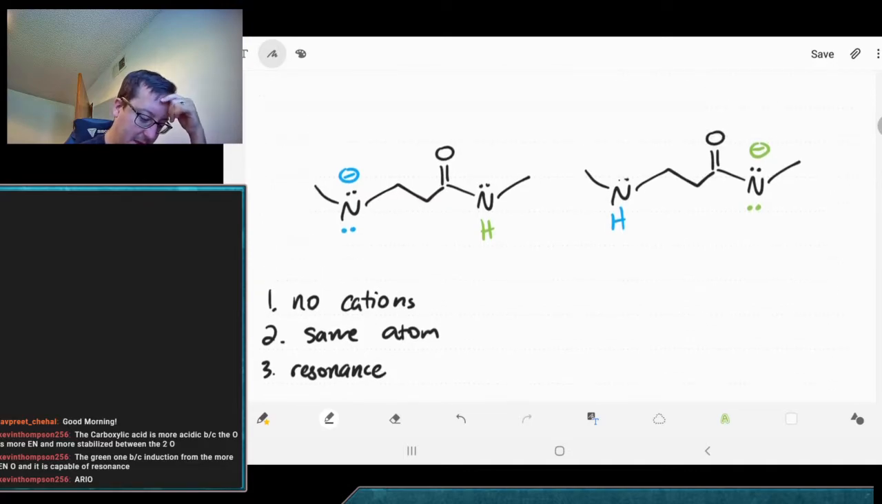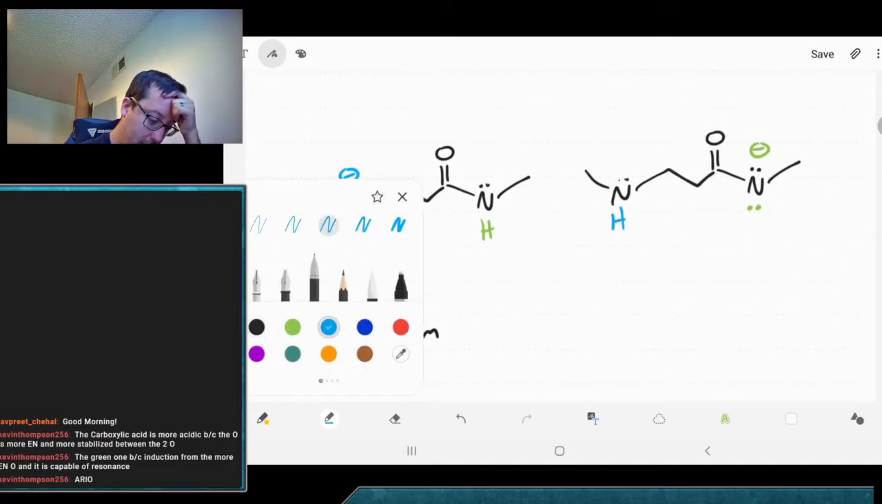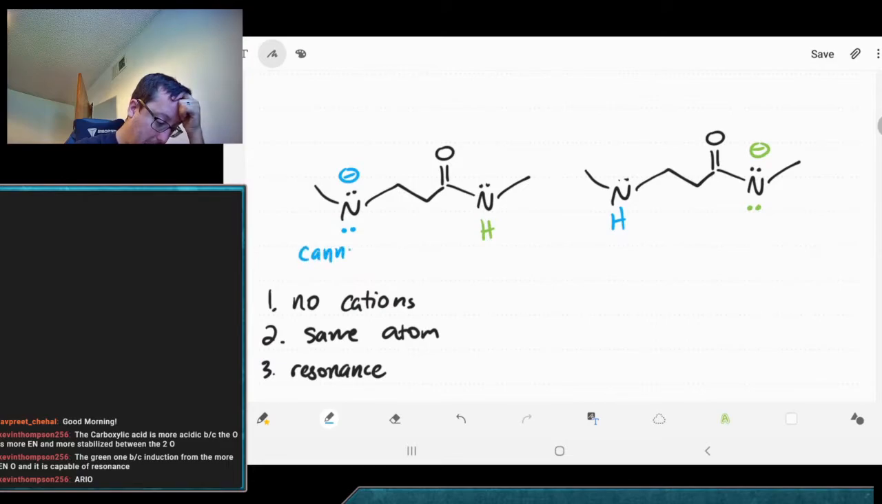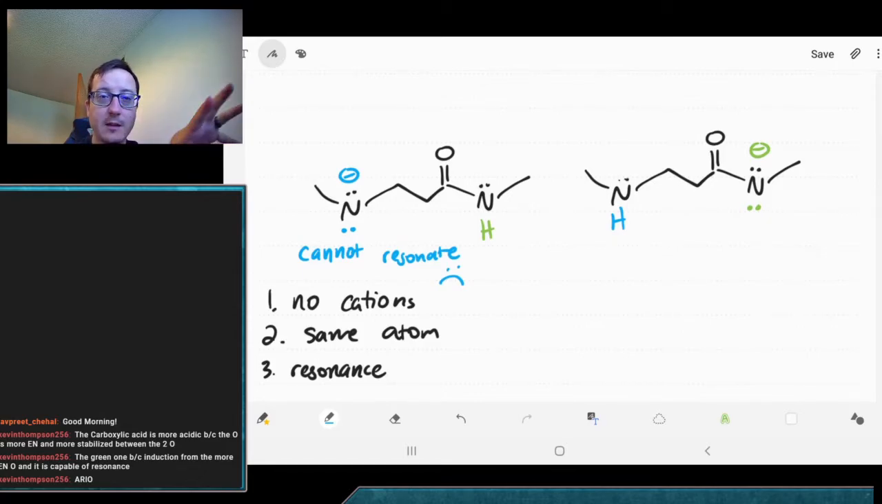And now we're going to look at resonance. We're going to see that this blue one here cannot resonate. The reason for that, there are no pi electrons nearby it. It's only got single bonds around. If it tries to go ahead and plop onto this to make a double bond, we're going to end up having 5 bonds to a carbon, and that is a big no-no. So, can't do it. No resonance for the blue one.